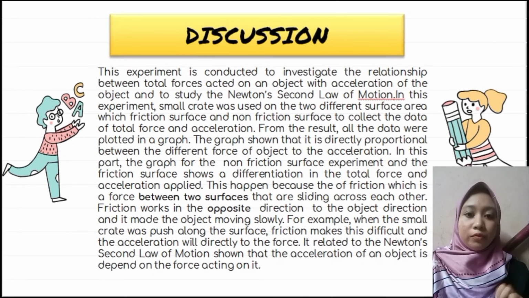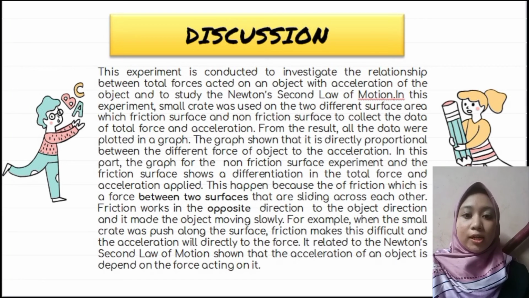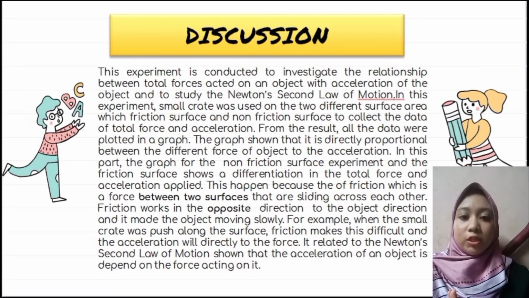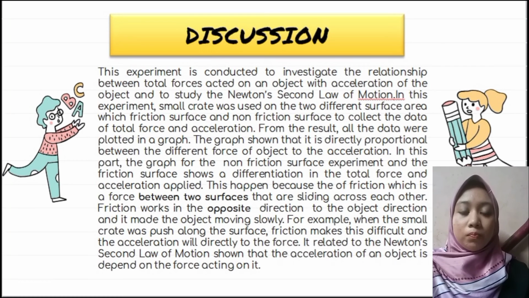The experiment aims to investigate two things: the relationship between the acceleration and the total force acting on an object, and to study Newton's second law of motion. In this experiment, we use a small crate and do the experiment on two different surfaces, the friction area and the non-friction area. After we do all the experiments, we record all the data. All the data were plotted in a graph, and the graph showed that acceleration is directly proportional to the total force. But in this part, both graphs show different numbers for the total force and the acceleration. It is due to friction.